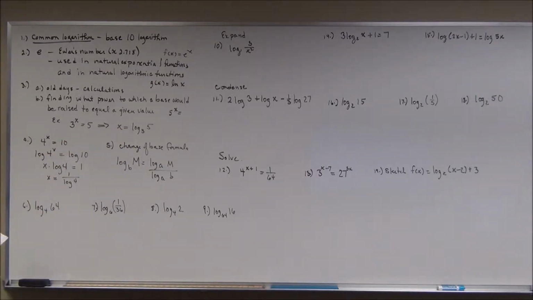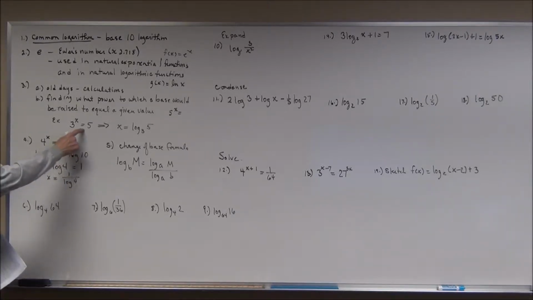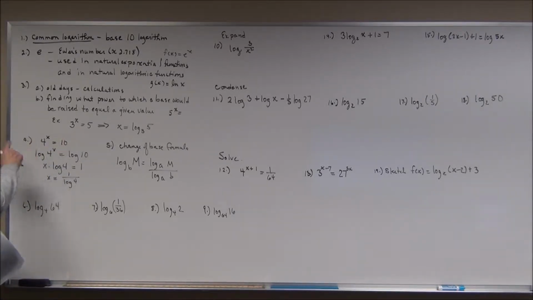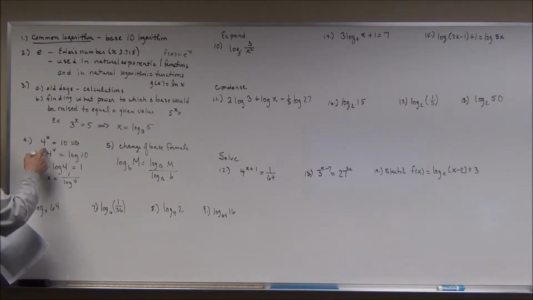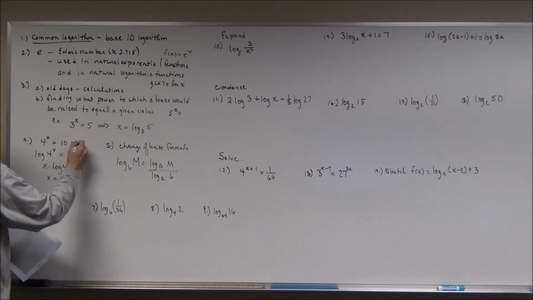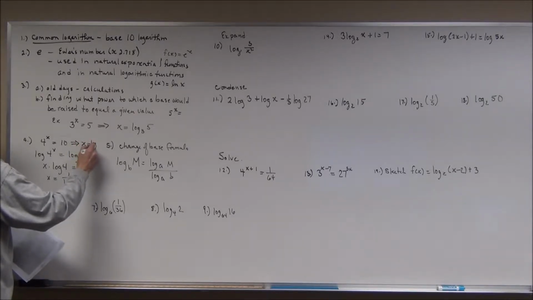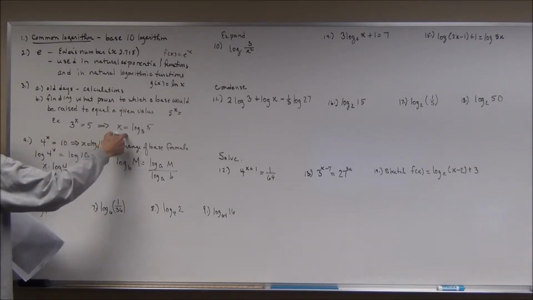Now, it says something along the lines of, how would you write 4 to the x equals 10 in a logarithmic form? Well, 4 to the x equals 10 is kind of like this one. I would change it into a logarithm. Now, I don't have a base 4 button on my calculator. If I did, I would say here that x is equal to log base 4 of 10, just like I did from here to here.